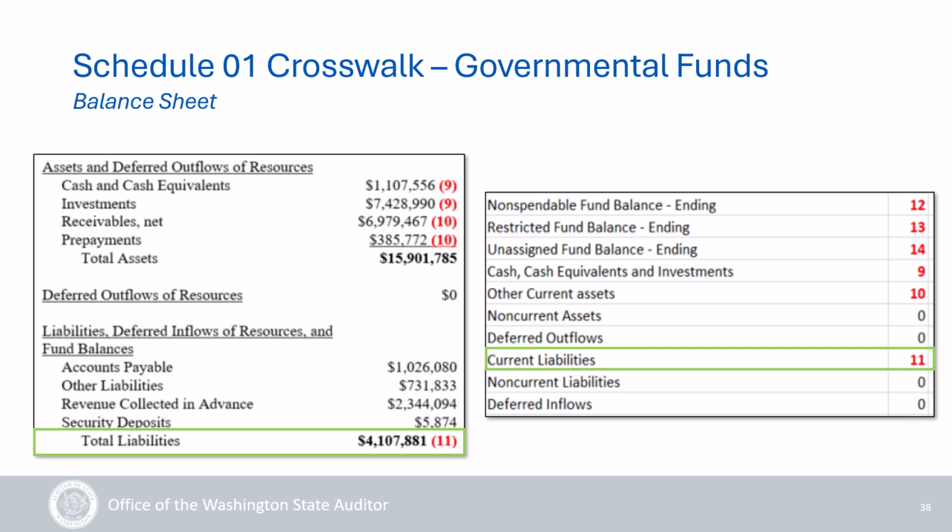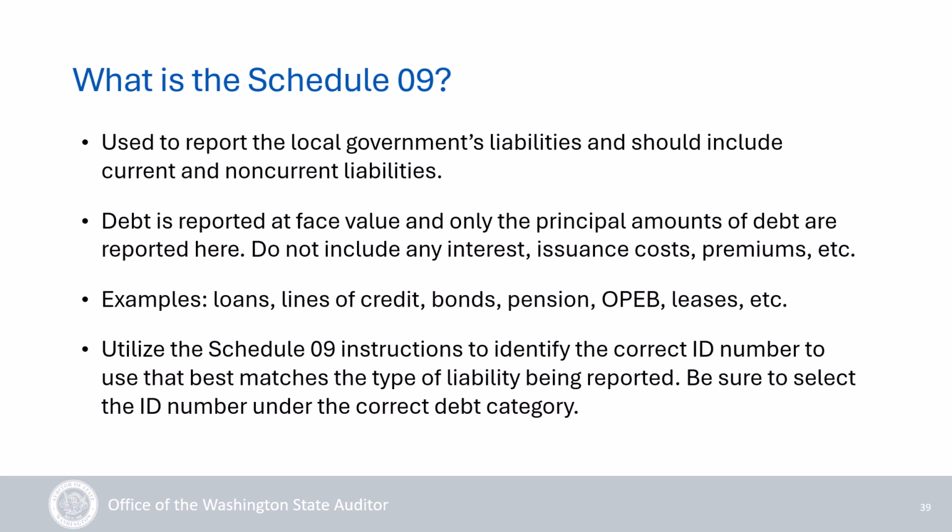And I know this is a lot of information, so please utilize the BARS manual guidance or reach out for questions or assistance with your annual report. Now let's move on to the Schedule 09, also known as the Schedule of Liabilities. As the name suggests, this is used to report local government's liabilities. Both current and non-current liabilities should be reported on this schedule. Some examples of liabilities reported on this schedule are loans, bonds, pension, environmental liabilities, OPEB, leases, and SPEDA.